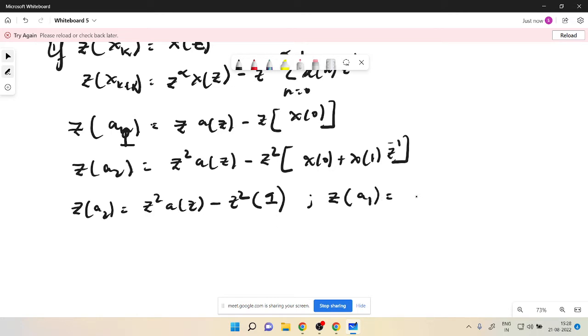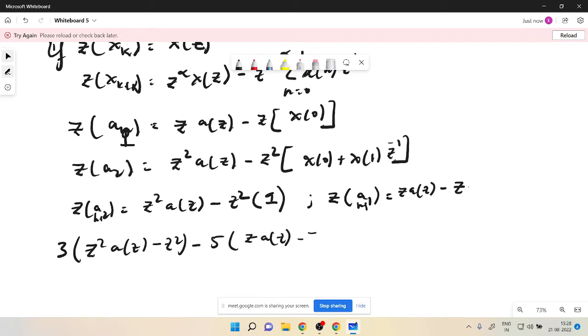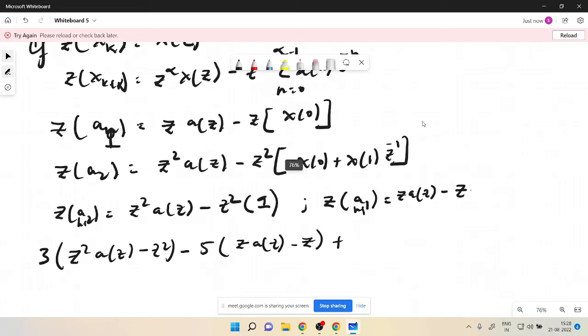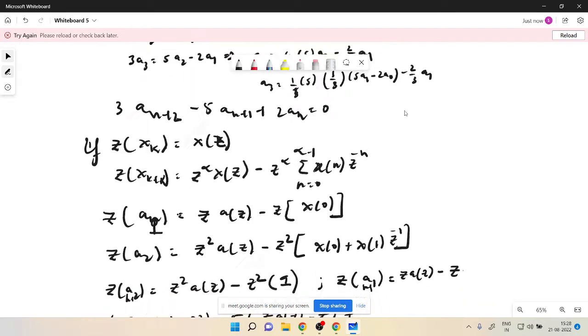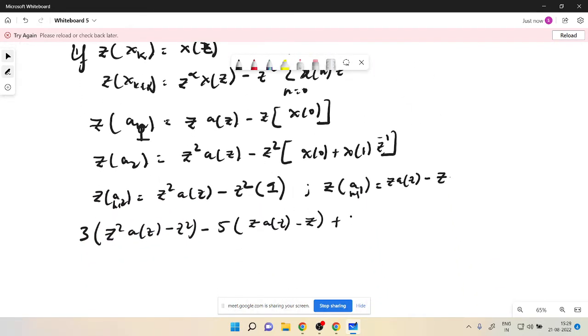Sorry, this is n plus 2, n plus 1 is z A of z minus z x of 0, so this is z. So you have z square A of z minus z square times 3, minus 5 times z A of z minus z, plus 2A of z, equals 0.